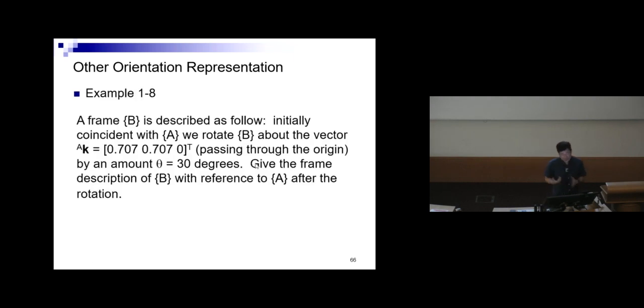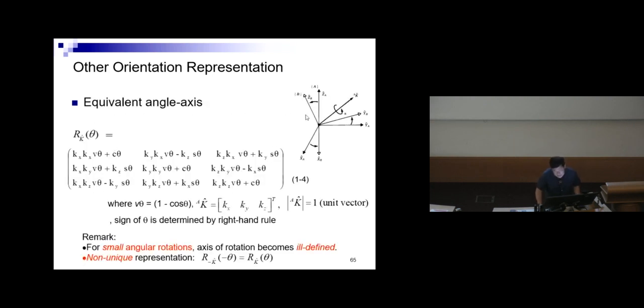So we look at an example. A frame B is described as follows. If initially you have A and B together, and then we rotate B about the vector AK 0.707, 0.707, 0 transpose. And this axis K, the axis of rotation, passes through the origin.